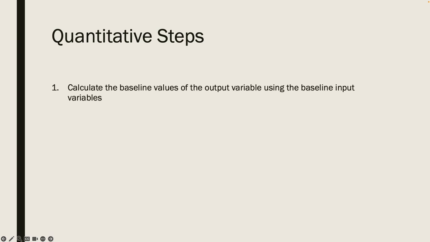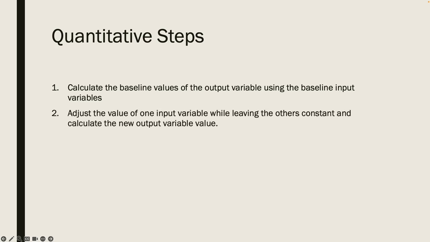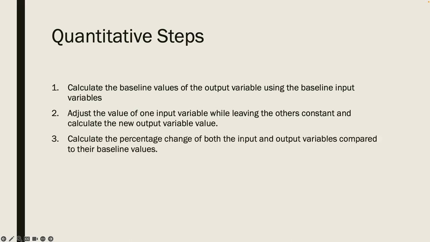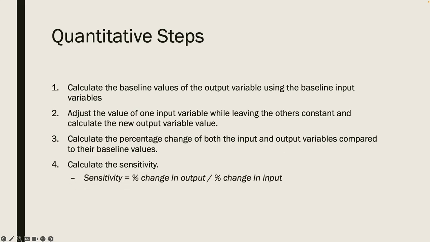So first, you must calculate the baseline values of the output variable using the previously determined baseline input variables. Second, adjust the value of one input variable while leaving the others constant and calculate the new output variable value. Third, calculate the percent change of both the input and output variables compared to their baseline values. Fourth, calculate the sensitivity of the output based on the change of the input. To get the sensitivity, you take the percent change in output and divide it by the percent change in input. You then repeat steps 2 through 4 for each input variable.